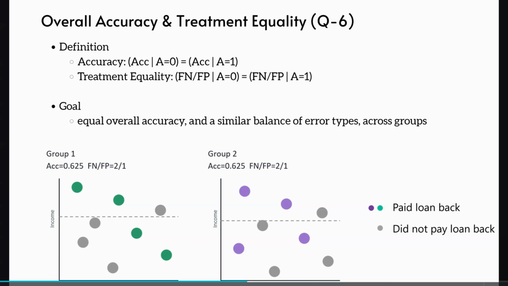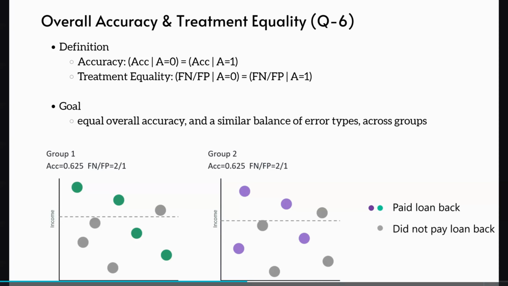So there is also a similar type of balance for different error rates, which is false negative divided by false positives. What exactly is it? Here you take into account all the groups that are present. The accuracy should be the same group to group, and this particular error ratio FN by FP has to be the same over all the groups. Starting with accuracy, accuracy is the number of correct upon the total number.